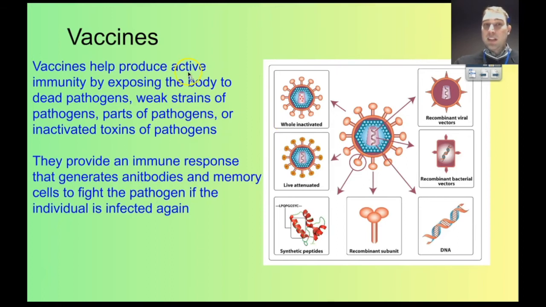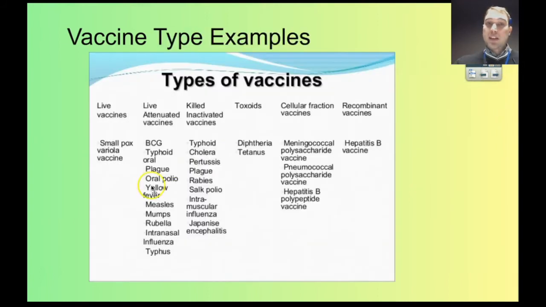In all of these cases, what your body is producing is lots and lots of antibodies and also memory cells, so that when you get infected again, your body knows what to look for, and that reduces the effect of the infection. So here's some examples of some of those common types of vaccine.